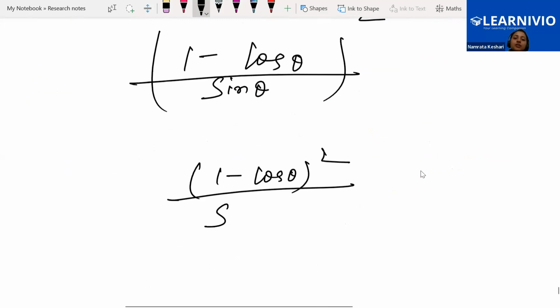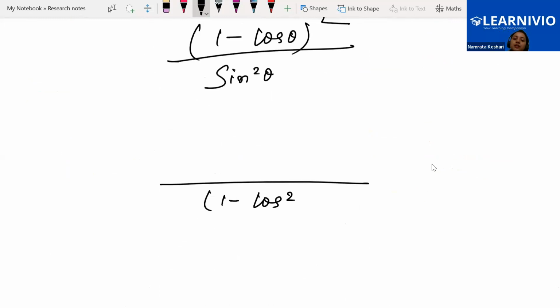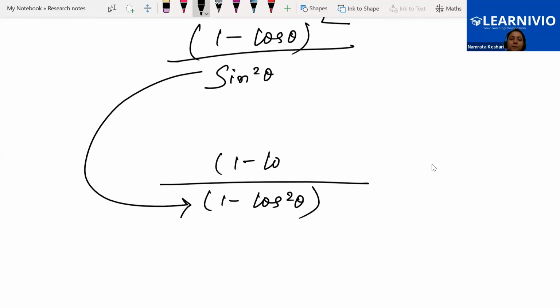What we will do over here, this sine square theta, can we write sine square theta as 1 minus cos square theta by using the identity? Can we? Yes or no? Can we do it like this? Are you there? Yes.